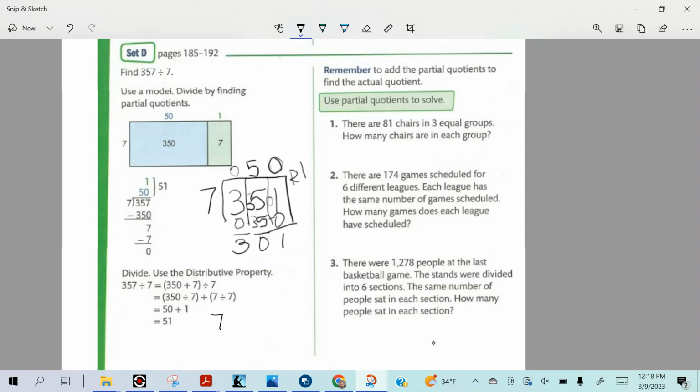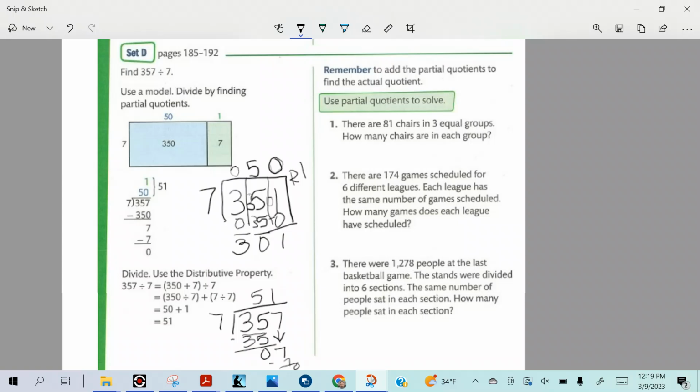Down here, if you did the standard algorithm, 357 divided by 7. 7 will divide into 35 5 times. 5 times 7 is 35. Then you subtract 0. Bring down your 7. 7 divides into 7 one time. 1 times 7 is 7. Then you subtract and you have a 0 remainder.